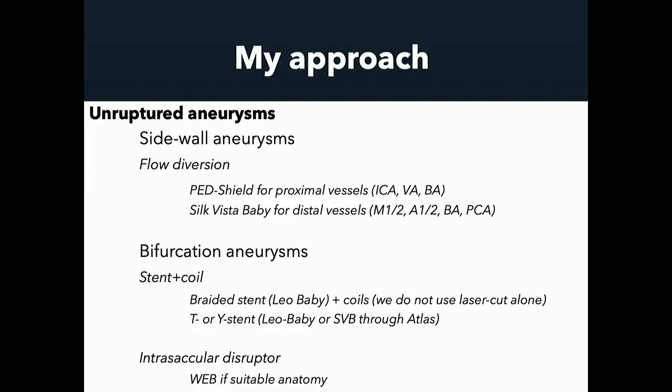For T or Y stent constructs, though, we will use a laser cut stent like the Atlas into one branch, but we'll always use a braid in the other, either the Leo Baby or the Silk Vista Baby.